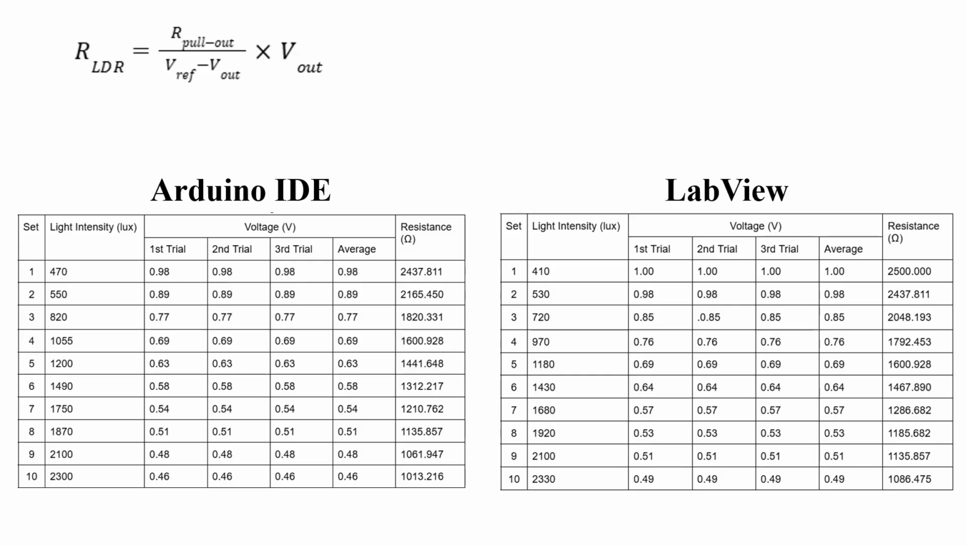So this is our 10 output voltage values for the Arduino IDE as well as the LabVIEW. And the resistance can be calculated by using this formula, where R output in our case is 10k ohm and the V reference is 5 volts. So finally the resistance of the LDR is calculated and recorded in this table.